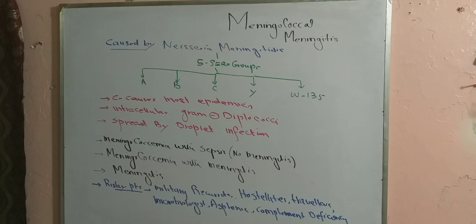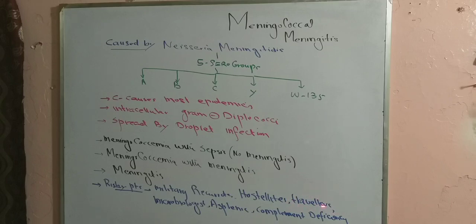Now, what are the groups of patients who are at risk of developing meningococcal meningitis? It can be military recruits and hostellers, because both of these groups live in a closed environment. So if one person develops the problem or carries the bacteria, there is an easy spread to the others, because spread is through droplets. It's a very easy transmission.